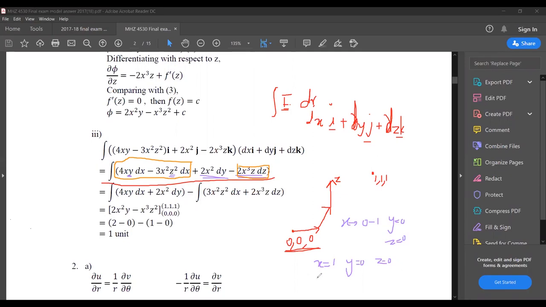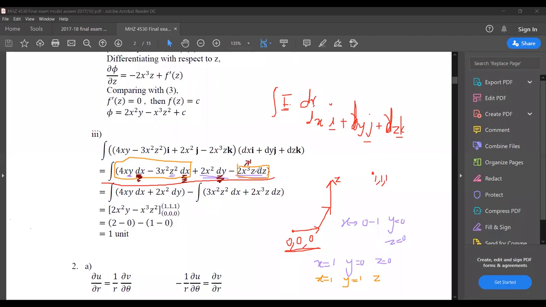Now the value is x equals 1, y equals 1, and now z changes from 0 to 1. Here dx is 0 and dy is 0, so we only need to consider dz. Here for x you need to substitute 1, so it is 2z into dz. If you integrate 2z into dz, it is z squared, with the range 0 to 1.